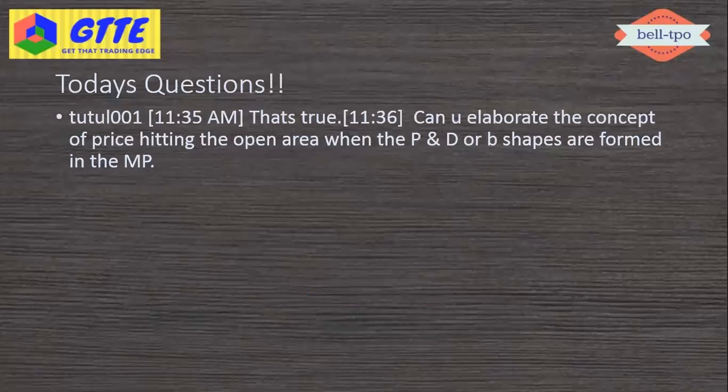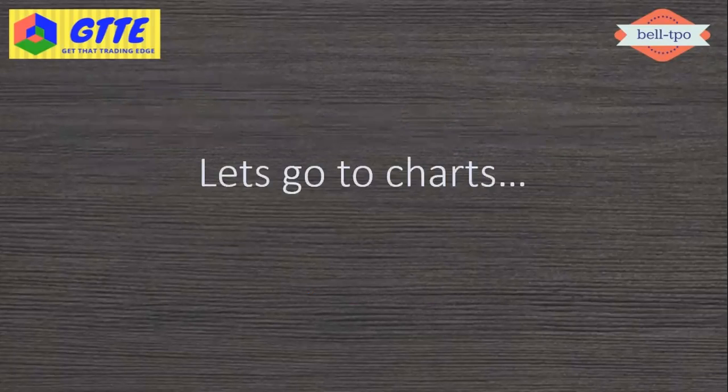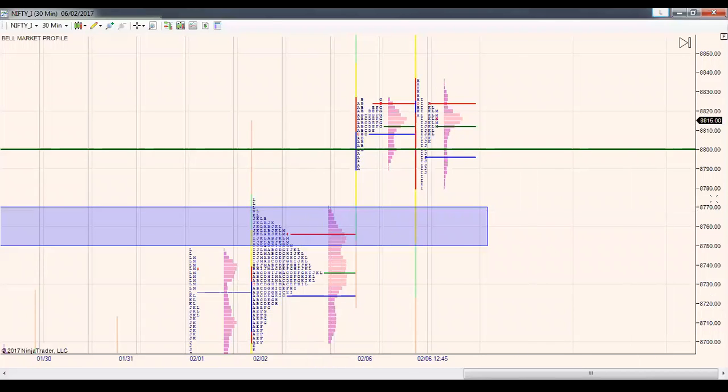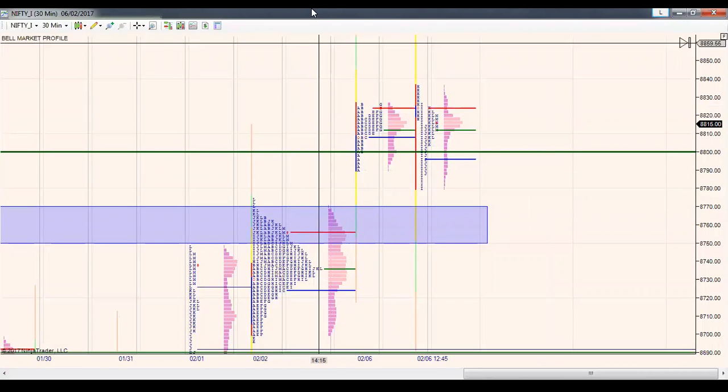There was one question from Tutul, and the question is, can you elaborate the concept of price hitting the open area when the P and D or B shapes are formed in MP? Yeah, sure, we'll take that up. So let's go to the charts. Here is today's chart.